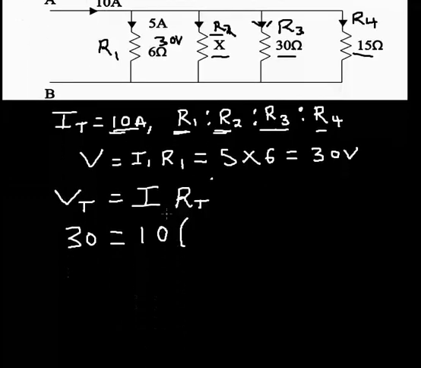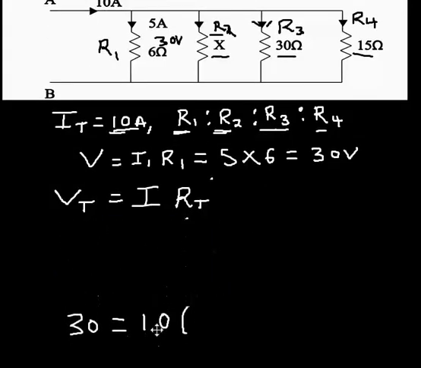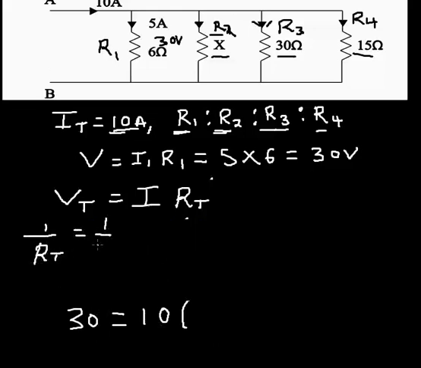Then multiply by the total resistance. Okay, so the total resistance for the entire parallel connection, let's evaluate that. Don't forget this 1 all over R total. That's equal to 1 all over R1 plus 1 all over R2, which of course is X, plus 1 all over R3 plus 1 all over R4, right?